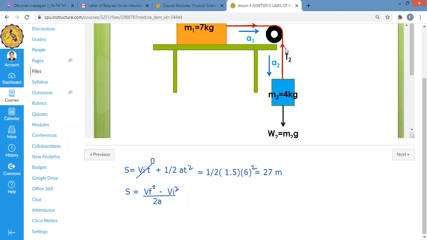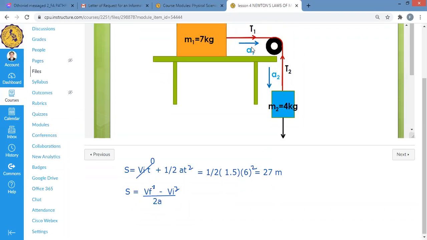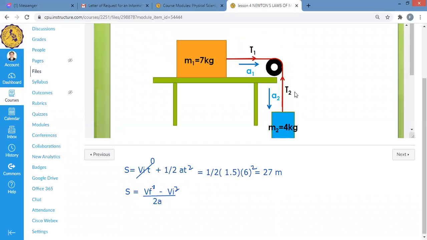But what about our tension? Can we consider the tensions T sub 1 and T sub 2 to be the same? No, sir. Why not? Because M1 is heavier, sir. M1 is heavier, so therefore the tensions will not be the same.